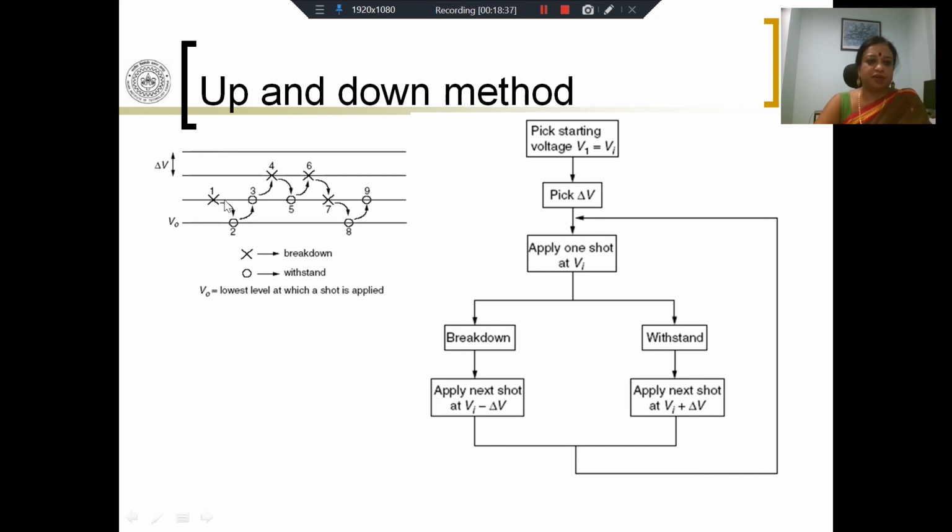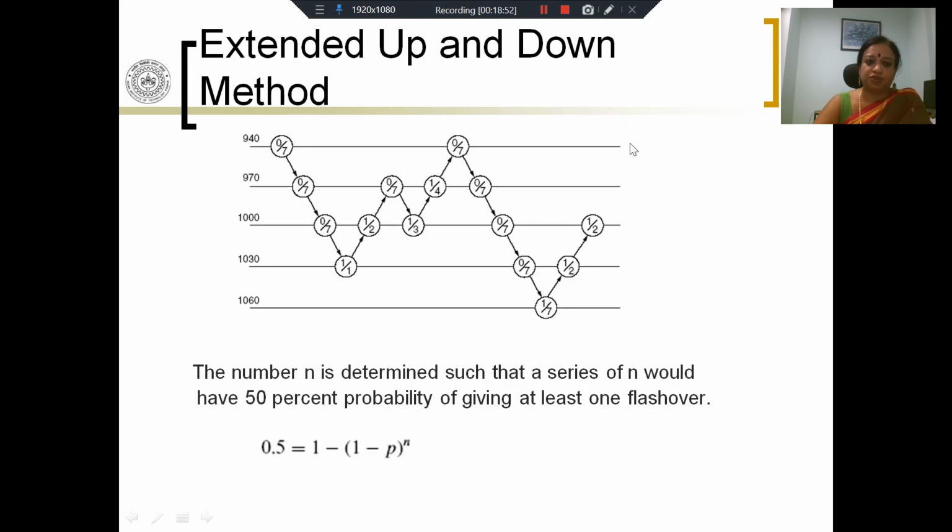For example, here you can see there have been 1, 2, 3, 4, 5 shots at this particular level, V0 plus delta V. And out of these, 2 have been failures and 3 have been withstood. So from this, you will be getting a probability distribution curve.